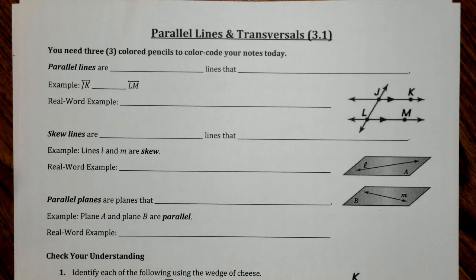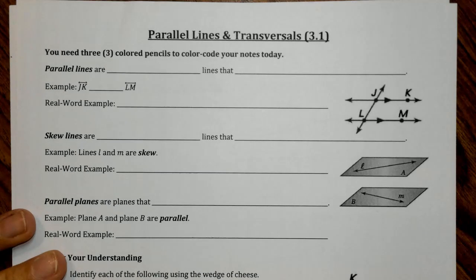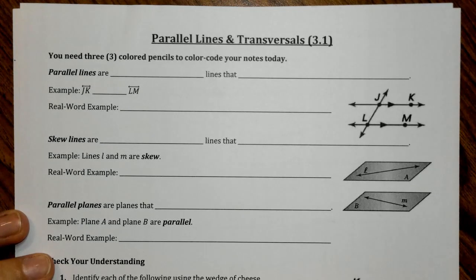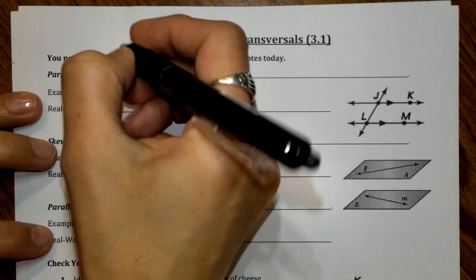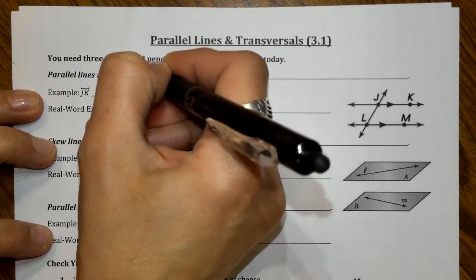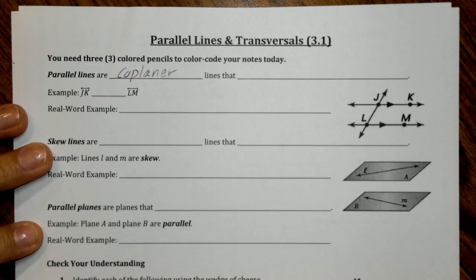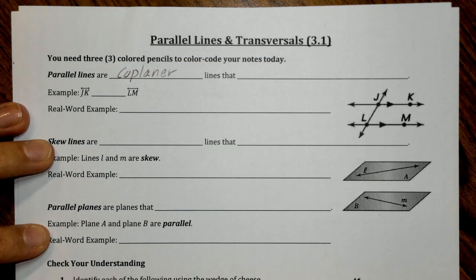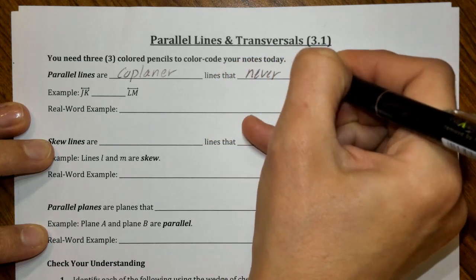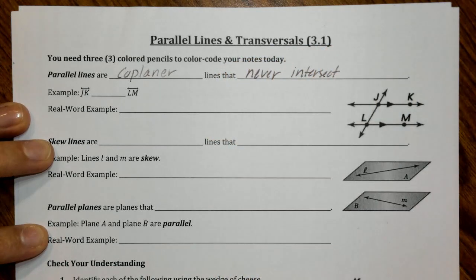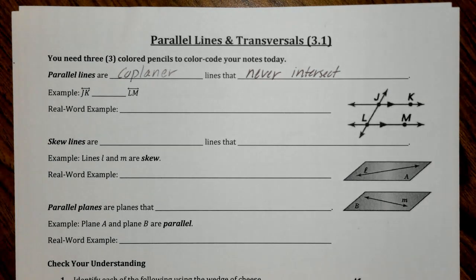So the first thing, let's go ahead and define these parallel lines. We should already know one thing about parallel lines, but what else we need to know is we use these terms planar and coplanar and non-coplanar in a previous unit. Parallel lines are going to be coplanar, so they're going to be on the exact same plane. They're going to be coplanar lines that never intersect. The never intersecting should be something we already know about our parallel lines.